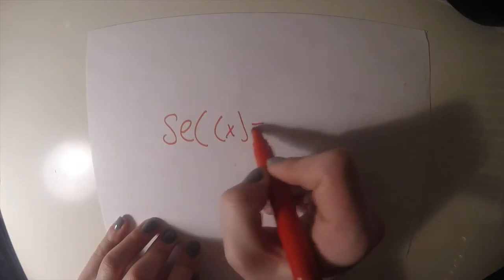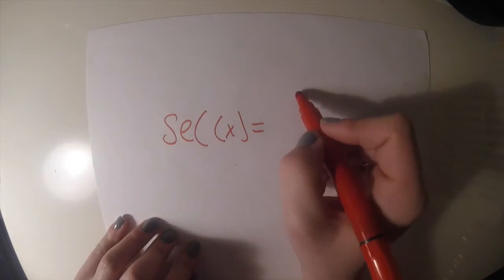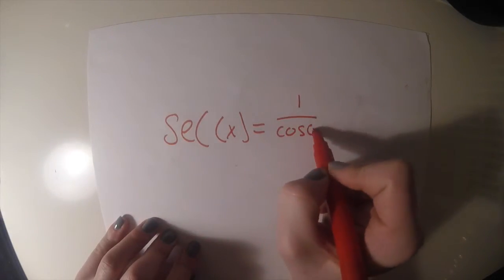Alright, so I'm going to teach you how to graph secant of x. It's pretty simple, as long as you know the basics for cosine of x, and we'll go over that as well. But to start, we are going to see why and how secant and cosine correlate to each other. So secant of x equals 1 over cosine of x.